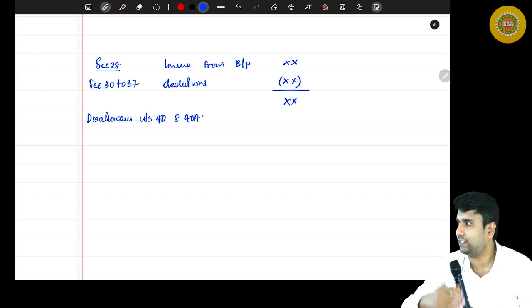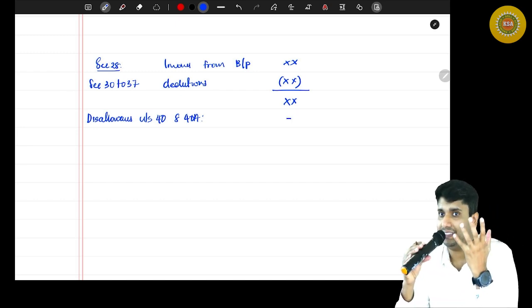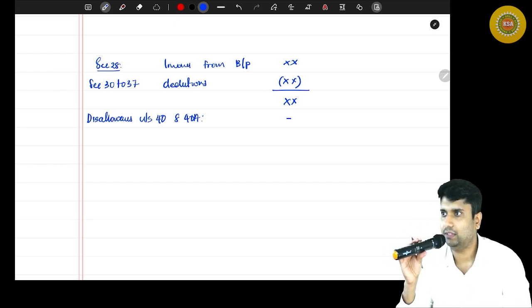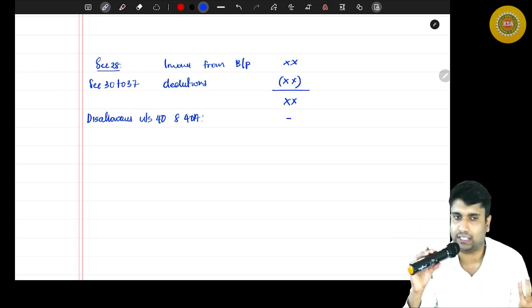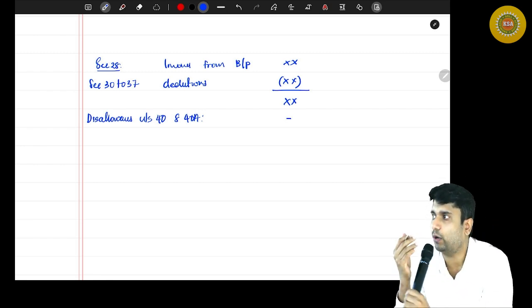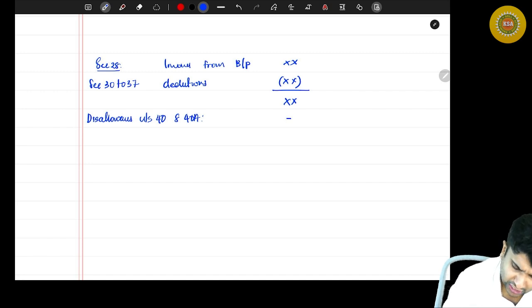What is disallowance? Expenses you have incurred but not allowed as deduction. You have incurred some expenses in some nature or in certain circumstances, and it is not allowed as deduction. That is called what? Disallowances. Thereafter, after the disallowance, there is a restriction, or we can say one more disallowance.